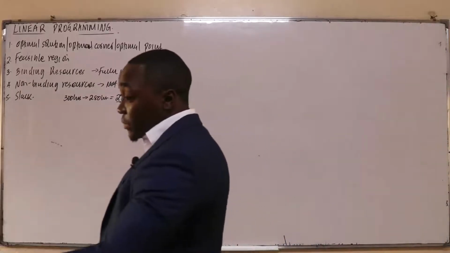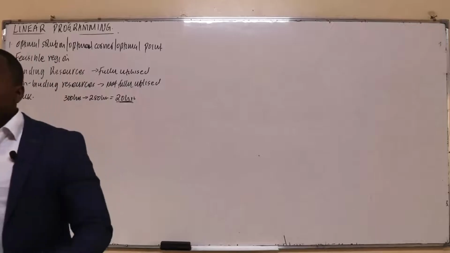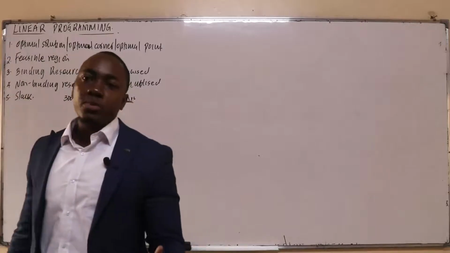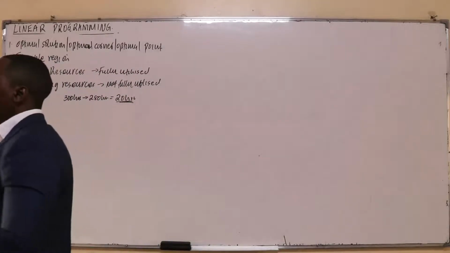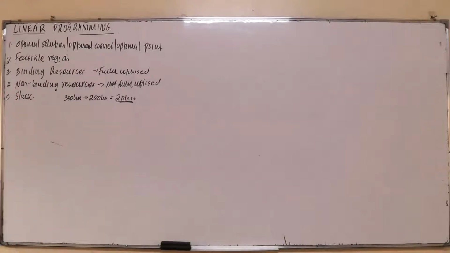It helps the management to determine that. If there is slack, that means there are some units or some quantity we are not using. It shows that the company is not operating at full capacity. Full stop. Good, so that was slack. Number 6, surplus.